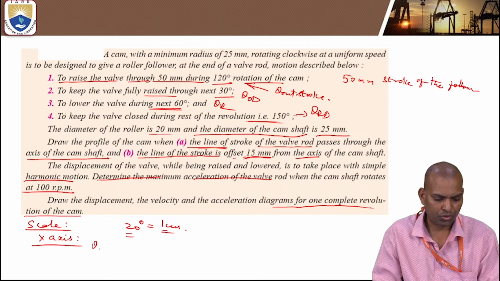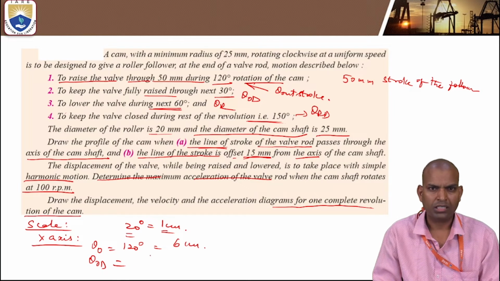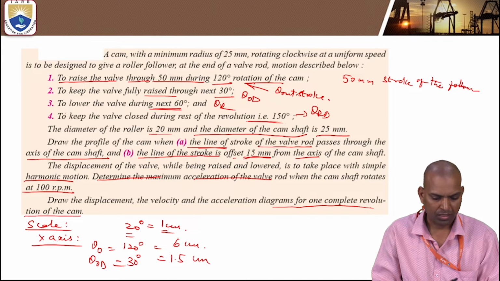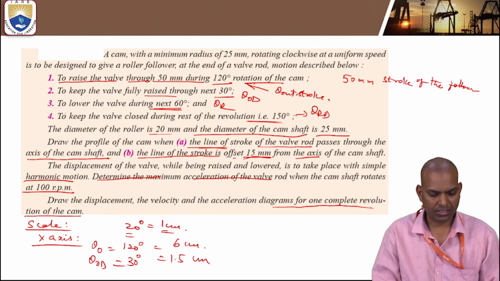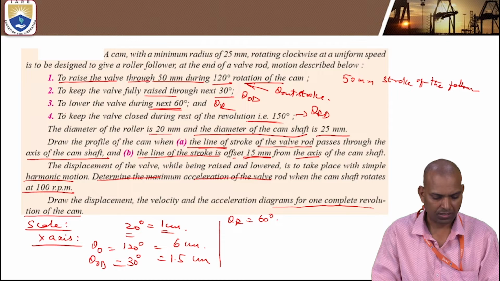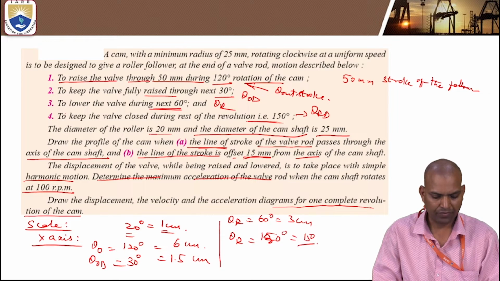Then theta outstroke, theta O, that is 120 degrees, becomes 6 centimeter. Then theta outstroke dwell, that is 30 degrees. 30 by 20 is 3 by 2, that is 1.5 centimeter. Then theta return during the next 60 degrees, so theta return equal to 60 degrees, that equals 3 centimeters. Theta return dwell, that is 150 degrees, 150 by 20, that is 7.5 centimeters.